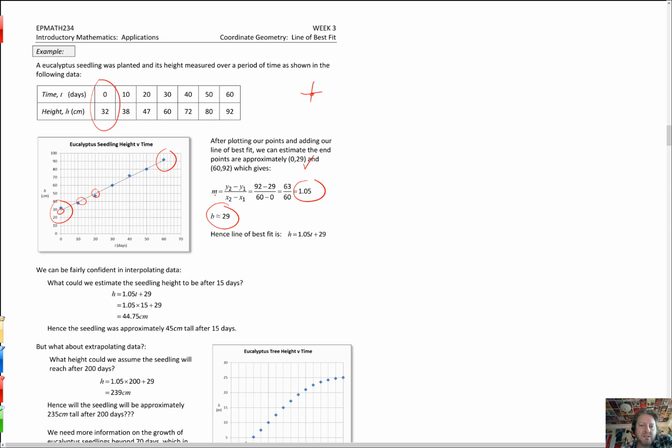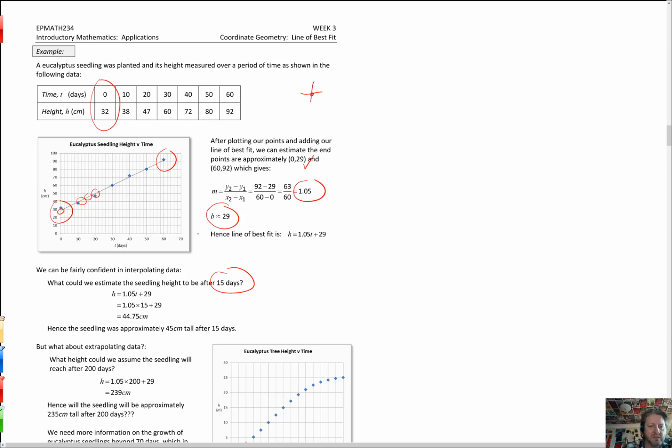Hence, the line of best fit here is, with h as my y-axis and t as my x-axis, my gradient's 1.05 and my y-intercept's 29. That's me subbing into y equals mx plus b. Now, we can be fairly confident in interpolating data, as in if someone says, using your line of best fit, tell me roughly how high the seedling would have been by 35 days. Or let's use this question: after 15 days, chuck t equals 15 in, and the graph tells me it's about 44.75 centimeters. About 45 centimeters, great.